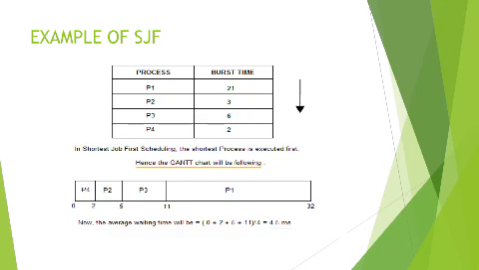To find the average waiting time, we add 0 plus 2 plus 5 plus 11 divided by the total number of processes, which is 4. So the answer will be 4.5 milliseconds.